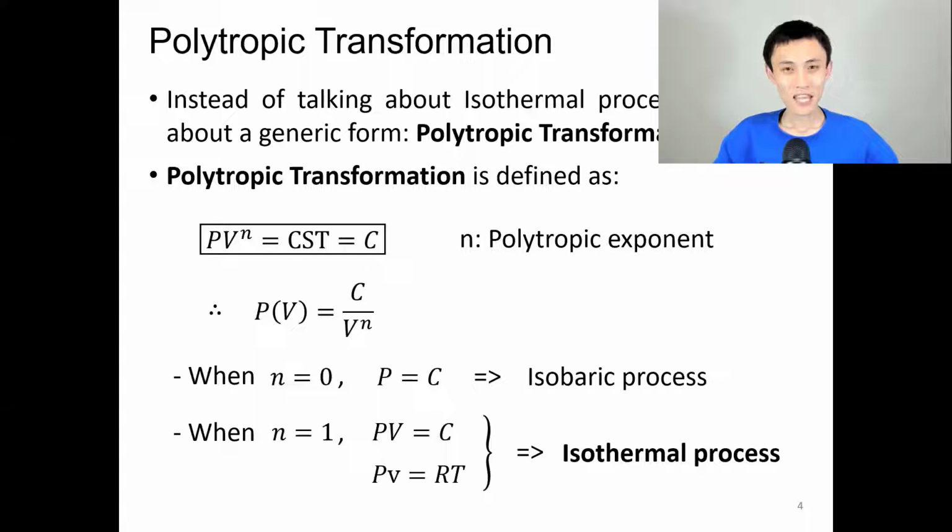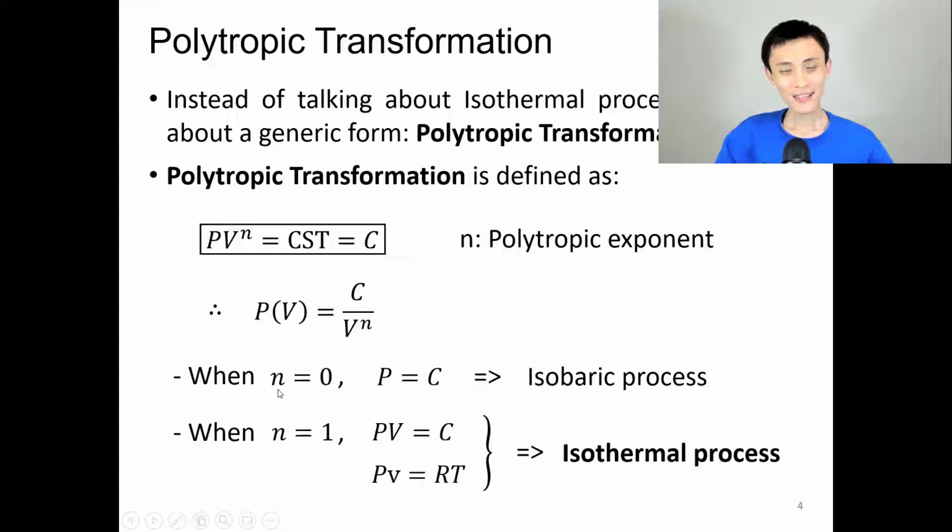Then the next one, you might think about isothermal process. But instead of introducing isothermal process right now, let's take a look at polytropic transformation. Polytropic transformation is defined as PV to the power N is a constant. N is the polytropic exponent, which means if you can find a relation that PV to the power N is always a constant, then we define those processes as a polytropic transformation. So if the process is a polytropic transformation, then the pressure is going to be C divided by V to the power N. Then we are going to discuss the polytropic exponent.